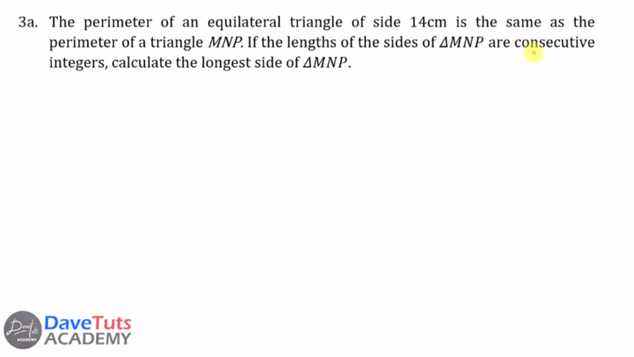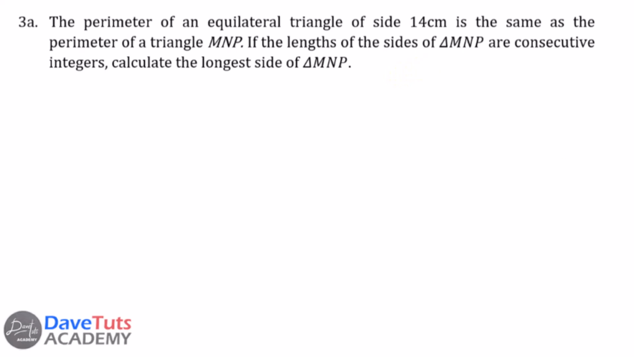So what is the meaning of the sides of triangle MNP being consecutive integers? That means they are numbers that sequentially follow each other. Either we have 4, 5, 6, or 11, 12, 13, or 22, 23, 24, or something like that. They need to be consecutive. They need to follow each other.